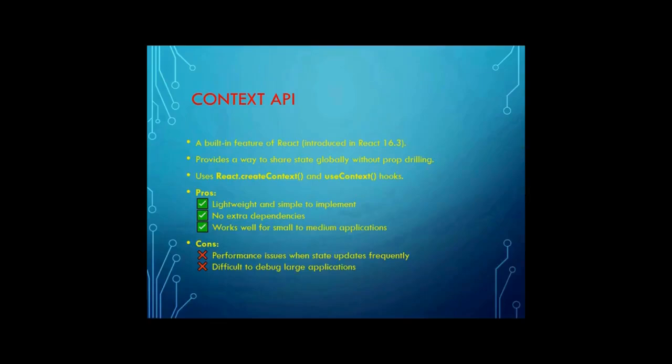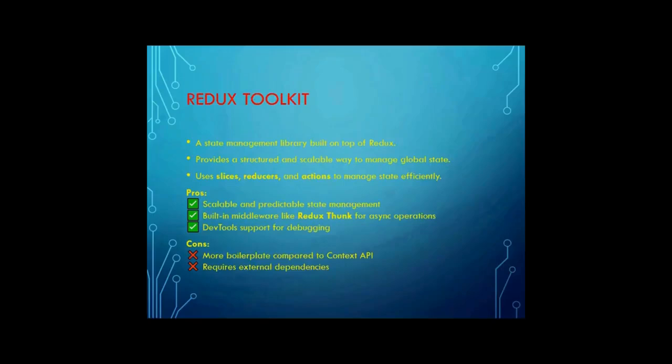Now we go for Redux Toolkit, a state management library built on top of Redux. It provides a structured and scalable way to manage global state using slices, reducers, and actions to manage state effects. Pros: scalable and predictable state management, built-in middleware like Redux Thunk for asynchronous operations, and dev tools support for debugging. Cons: more boilerplate compared to Context API, and it requires an external dependency.